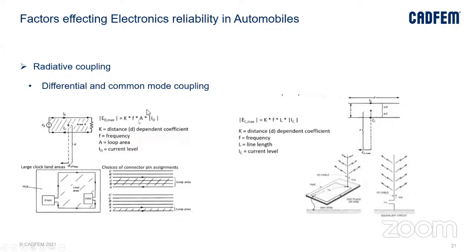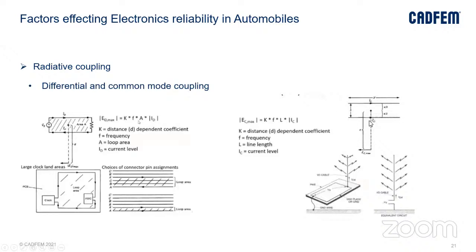This is the equation that can be used to understand that mathematically. The possible solution would be to reduce the loop area. Instead of routing over a larger area, you can route it over a small area. Just a straight line for the transmission path and return path would reduce this problem.